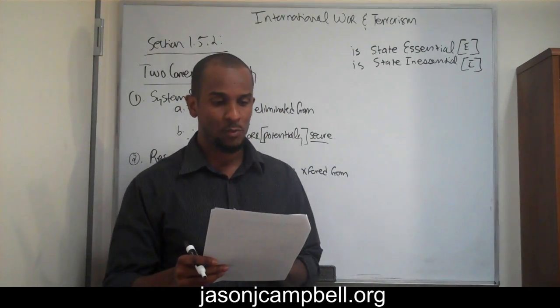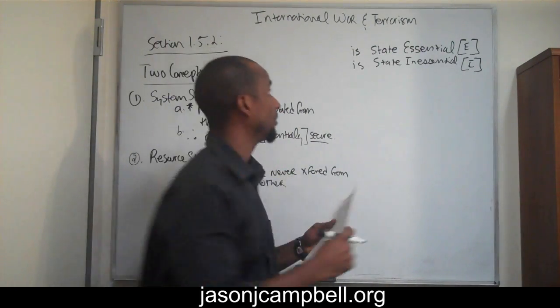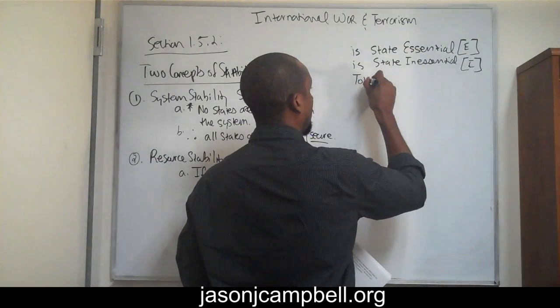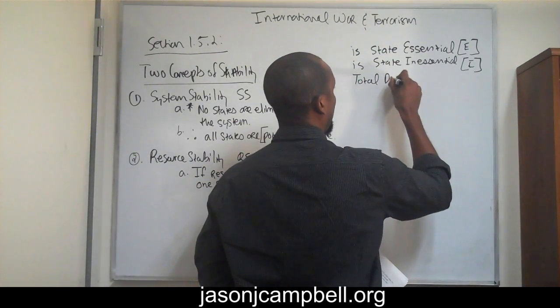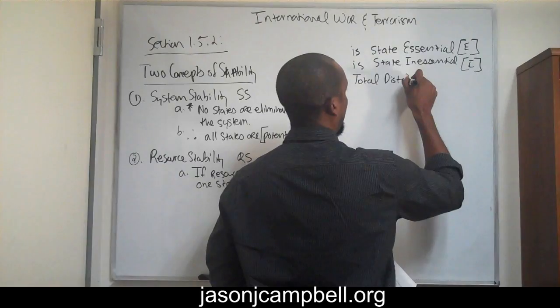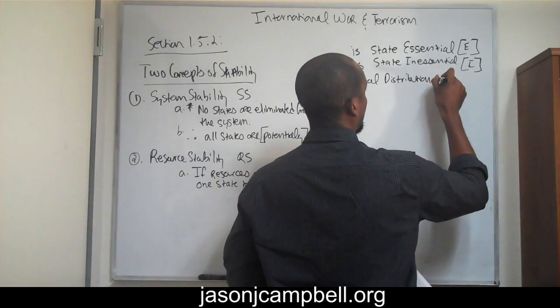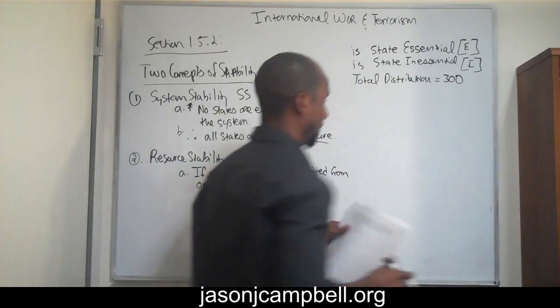Note, the total maximum resources is 300. So we know that the total distribution, DIS, equals 300. Okay?